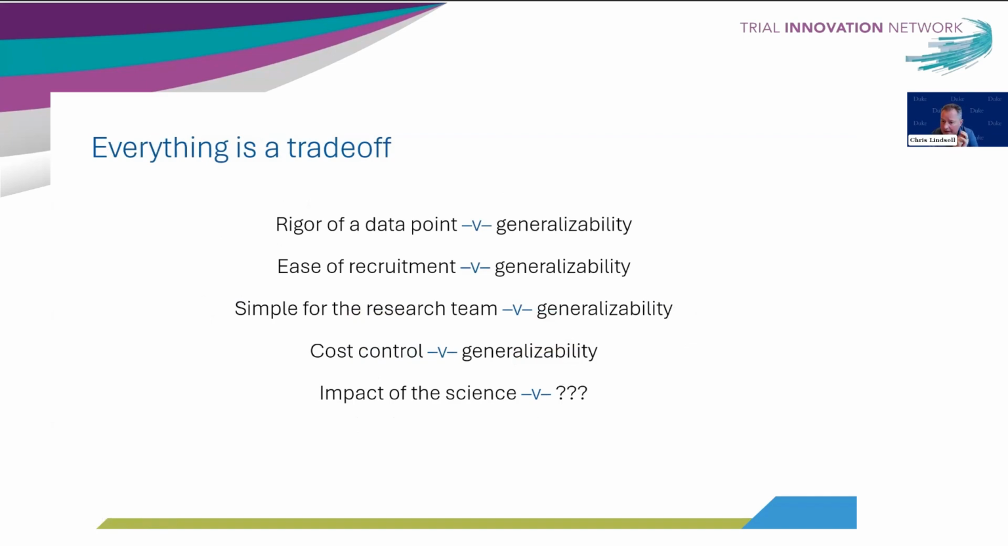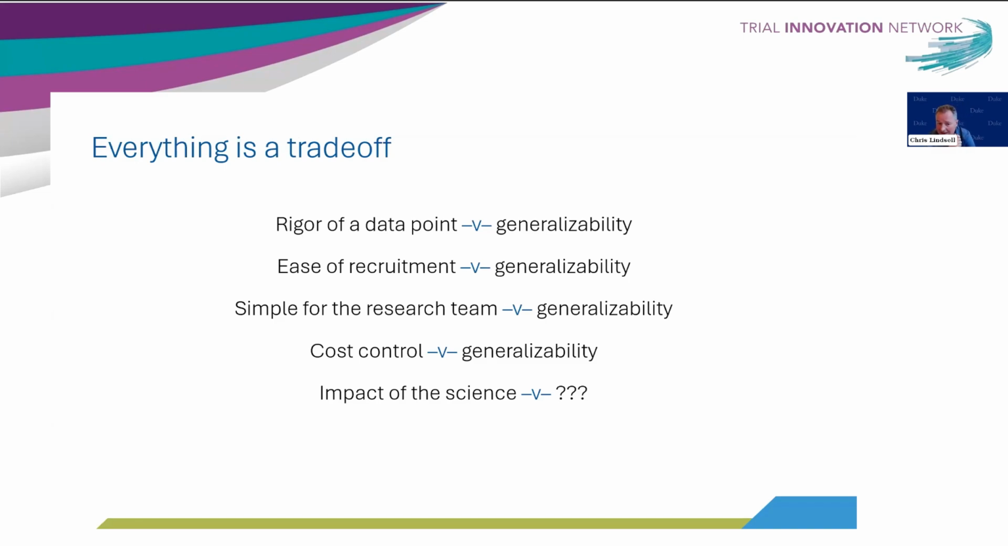So I would argue in this design, with the fact that the what is defined, we want to enroll a diverse population. The how, what, where, when, the rigor of a data point, it's a trade-off. How hard do we go at that data point? The harder we go at it, the less likely it is to be generalizable. Similarly with recruitment, if we want really easy recruitment for us, it may not be very generalizable. Simple for the research team, again, may not be very generalizable. Cost control may not be very generalizable.